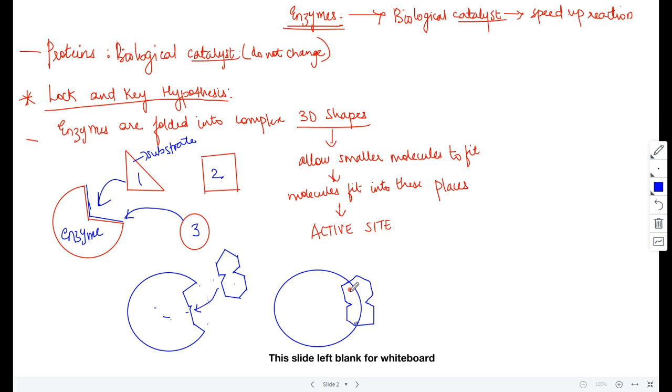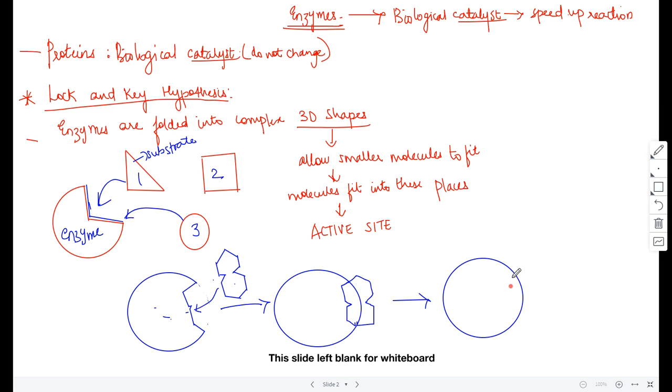It is now attached, okay? The substrate is coming and attaching itself to the enzyme. Later on, what did I say? There is a breakdown of the substrate. So how is this breakdown possible?